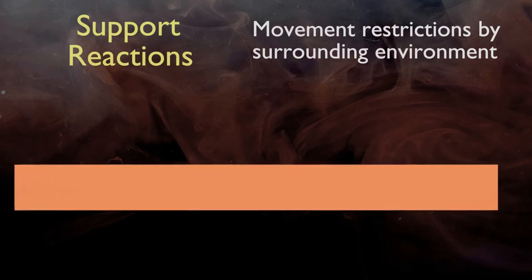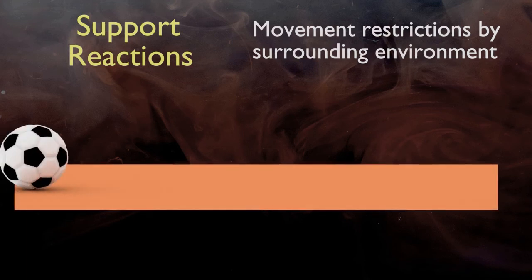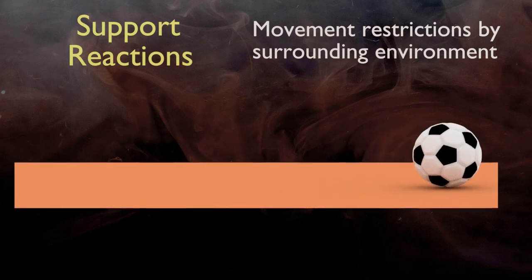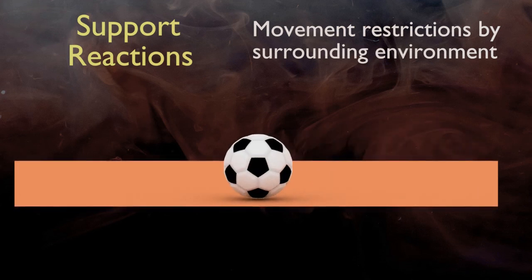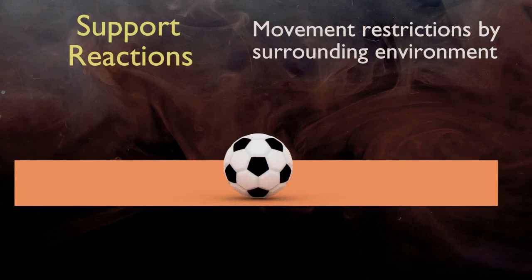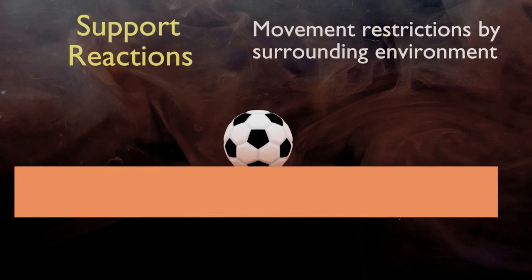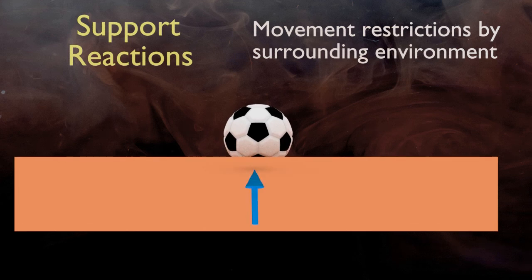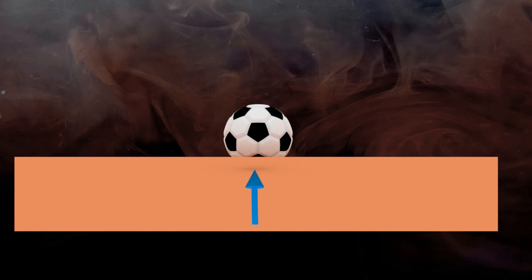If a ball is resting on a frictionless plane, it can move in the horizontal direction freely, but it cannot move vertically downward and sink into the plane. So to restrict the movement in the downward direction, a reaction force of equal amount as the weight of the ball but in the opposite direction will be developed by the plane.